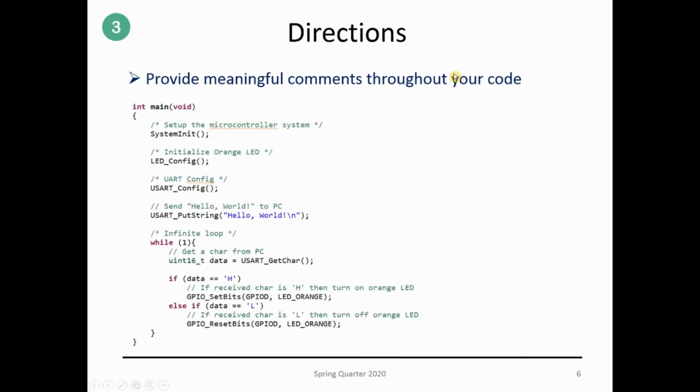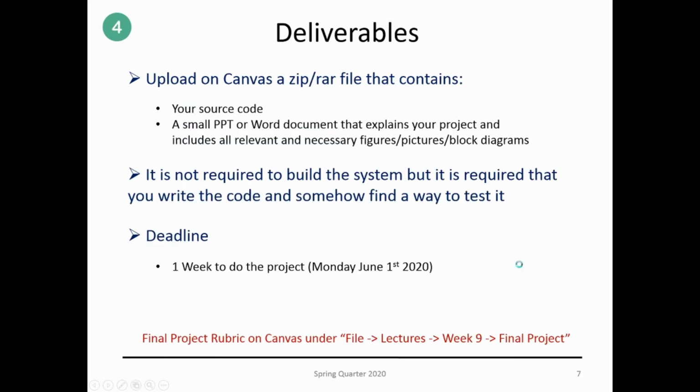Provide meaningful comments throughout your code. Comment your code properly so I can understand what's going on. Upload on Canvas a zip or RAR file that contains your source code and a small PPT or Word document that explains your project and includes all relevant and necessary figures, pictures, or block diagrams. It's not required to build a system, but it's required that you write the code and somehow find a way to test it, so pick your project accordingly.